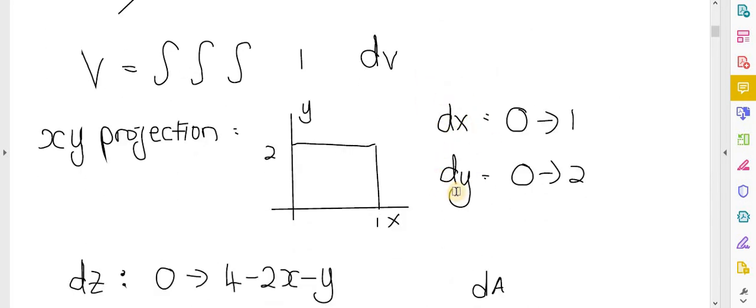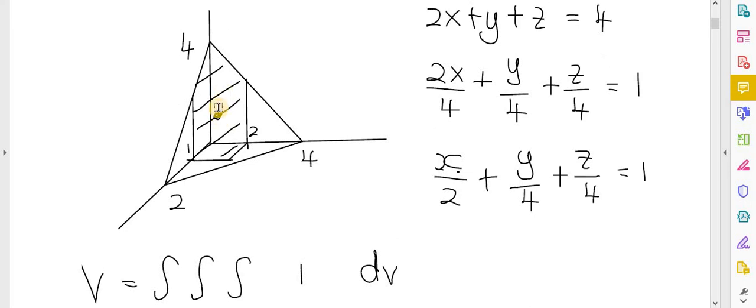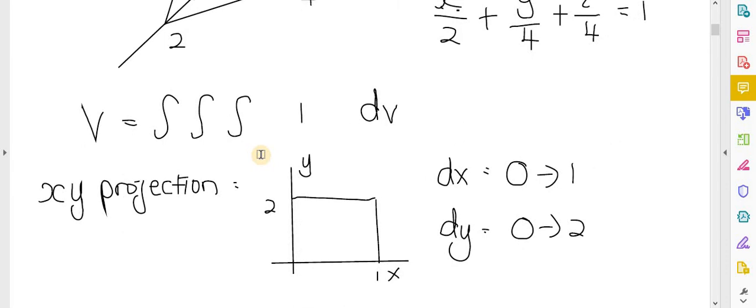Okay, so this will be their interval, and last will be dz. For the dz, you have to imagine yourself sitting inside this solid, and z is the position when you look up. Just imagine when you look up, you will see a plane. You will see a top which is covered by this triangle plane, and when you look down, you actually see a flat surface which is located at z equals 0.